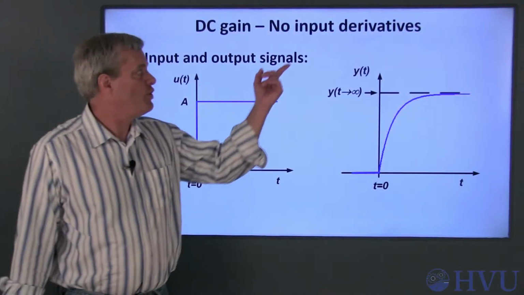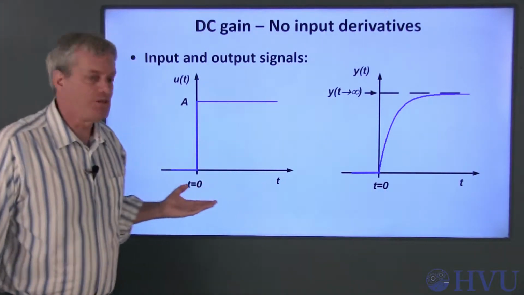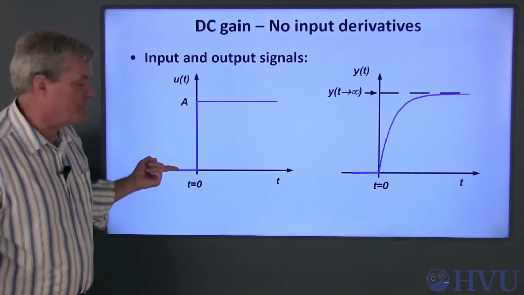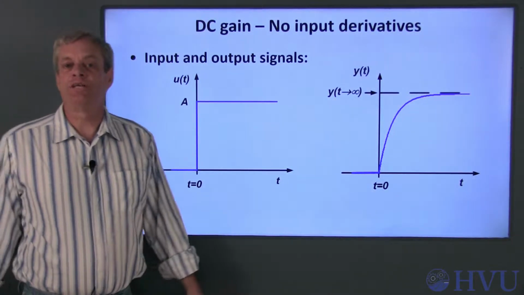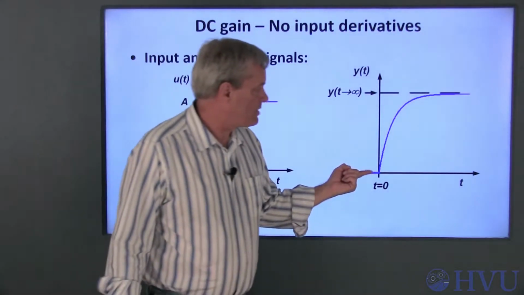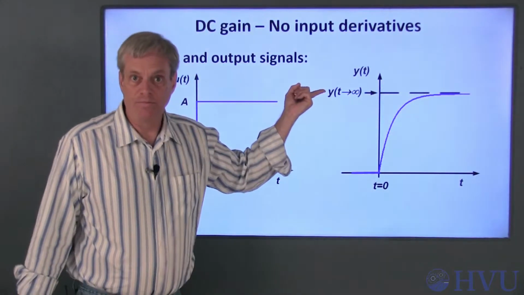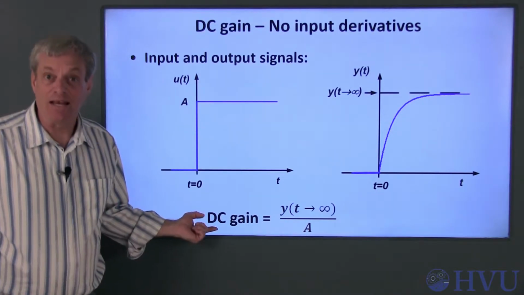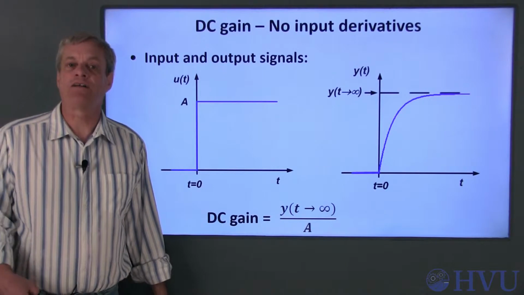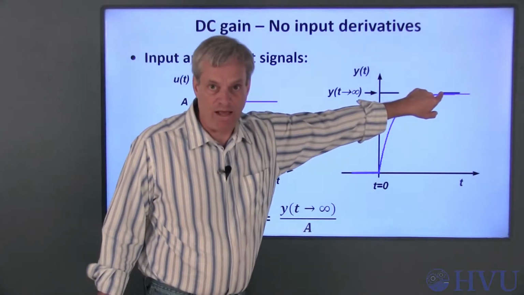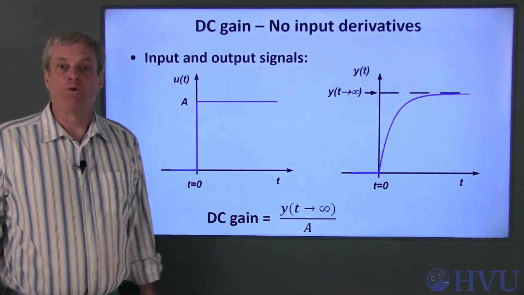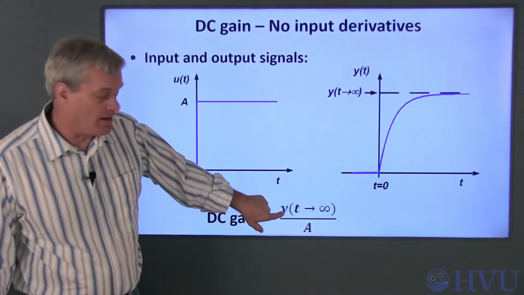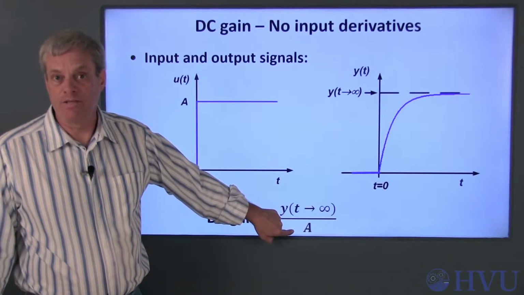In the case where there are no derivative terms on the input, these are the shapes of the input and the output functions. The input's a step function that goes from 0 to a. The output is our typical step response shape. It starts at 0 and increases to its final value. An important parameter in system responses is called the DC gain. The DC gain is the multiplicative factor between the steady state output value and the input. If both functions start at 0, as these do, it's the ratio of the final value of the output to the final value of the input.